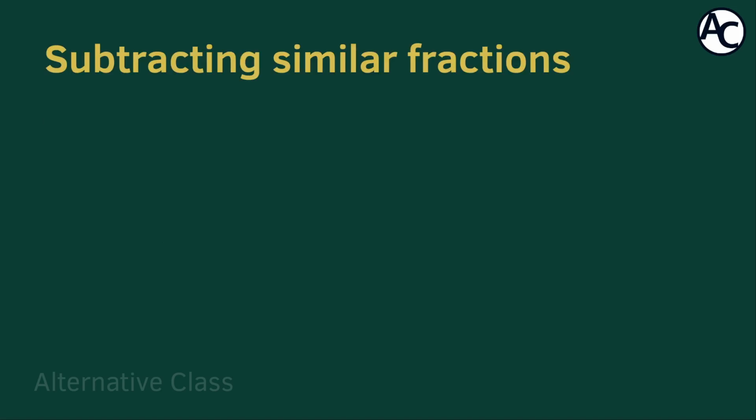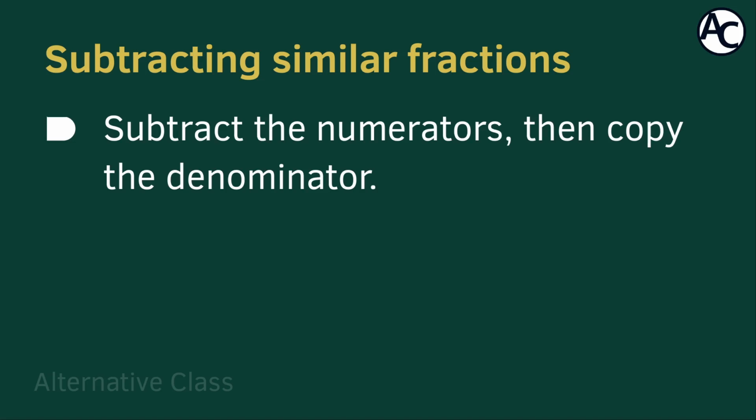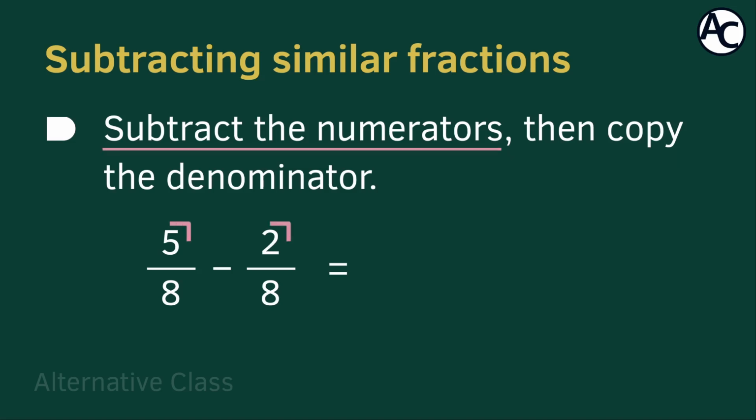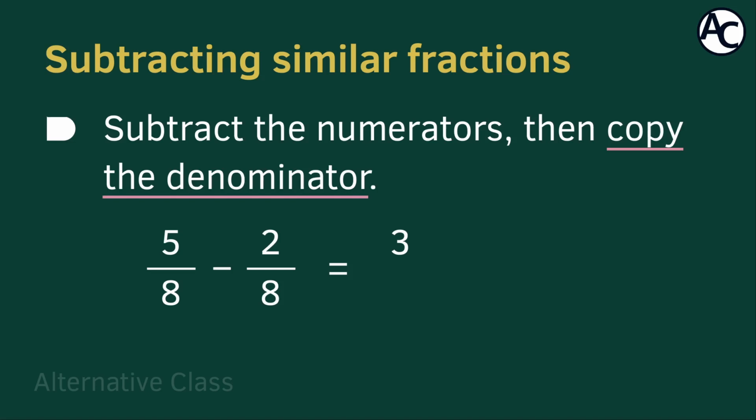How do we subtract similar fractions? Subtract the numerators, then copy the denominator. Example: 5/8 minus 2/8. First, subtract the numerators. 5 minus 2 is 3. Then copy the denominator. So the answer is 3/8.